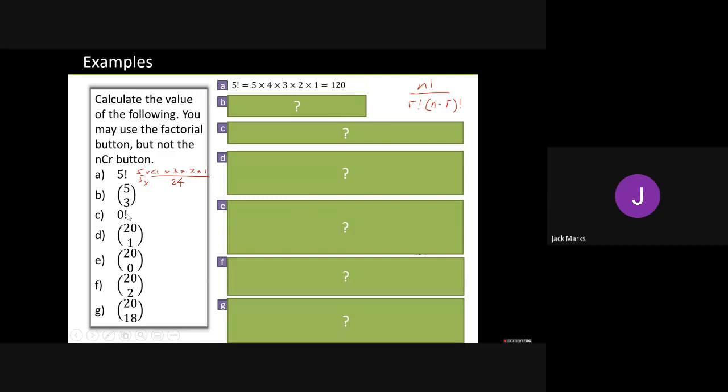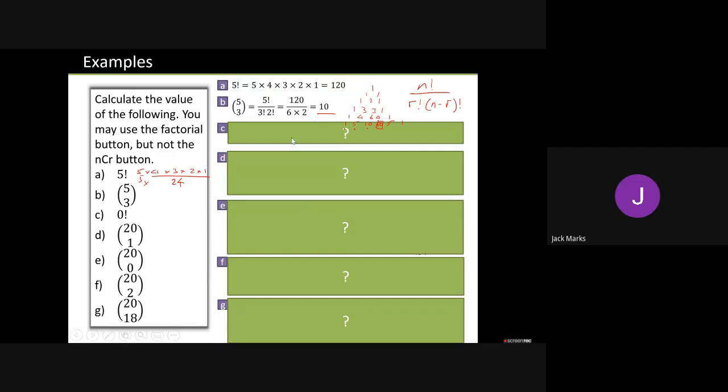Okay, 5 choose 3. Well, if we put this one in, we'll get 10. And notice how this is a lot more preferable to me doing this, because I don't even actually have the space really for that 5th row. 1, 5, 10, 10, 5, 1. 5 choose 3: 0, 1, 2, 3. So that's the number that I picked out there.